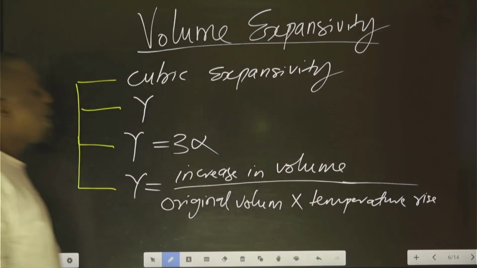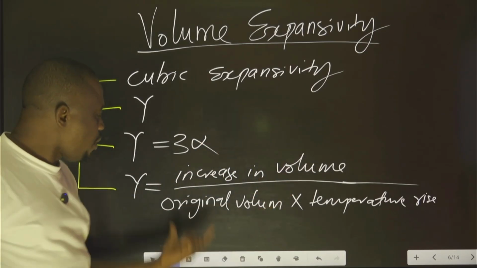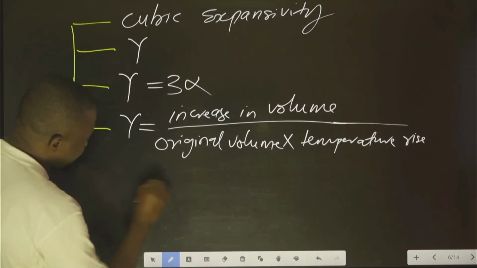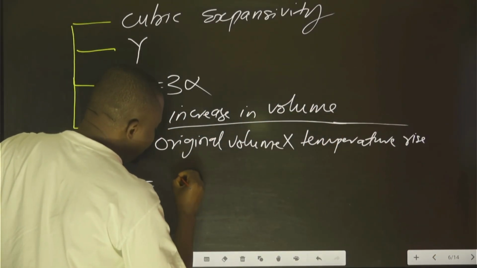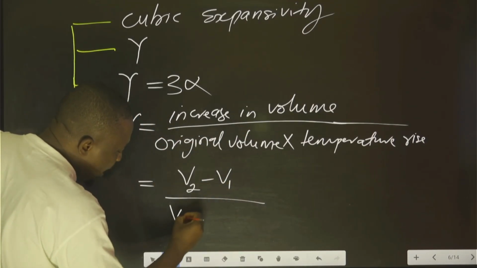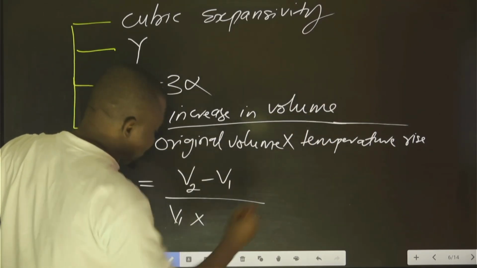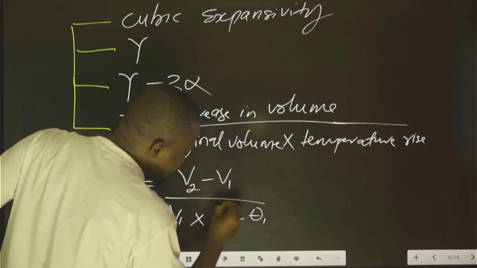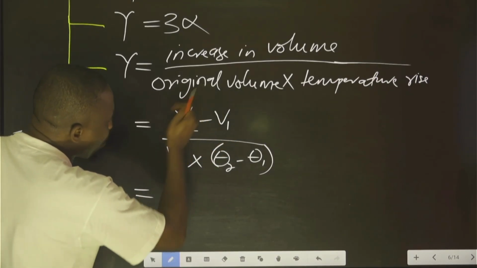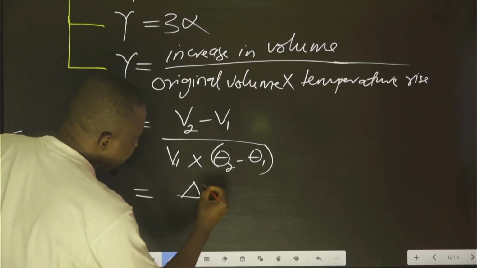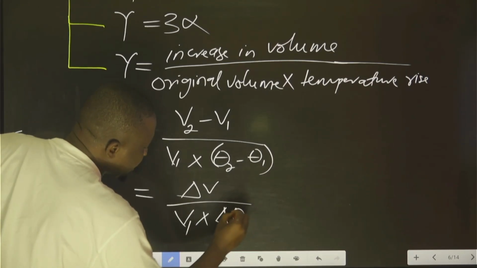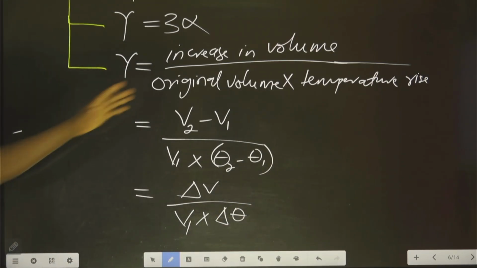Increase in volume over original volume multiplied by temperature rise. Increase in volume is simply V2 minus V1. Original volume means V1 multiplied by temperature rise. That is this minus this. If you want to put this to the next level, you can use change in volume over original volume multiplied by change in temperature. Still the same thing.